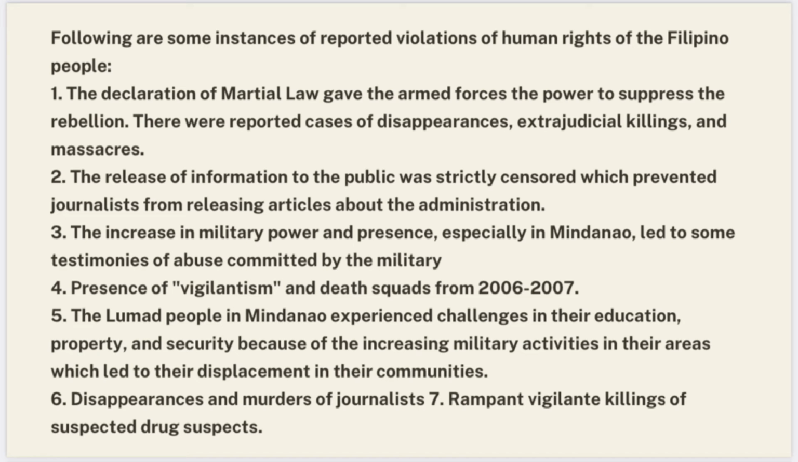So these are just some instances of reported violations of human rights. And it is very sad knowing that our country has gone through some of these at the worst of times. But human rights shouldn't be taken away. I mean, the rights of a human shouldn't be taken away from one person because they are very essential, and we all have the right to freedom, to work, to study, and there's so much more to human rights.